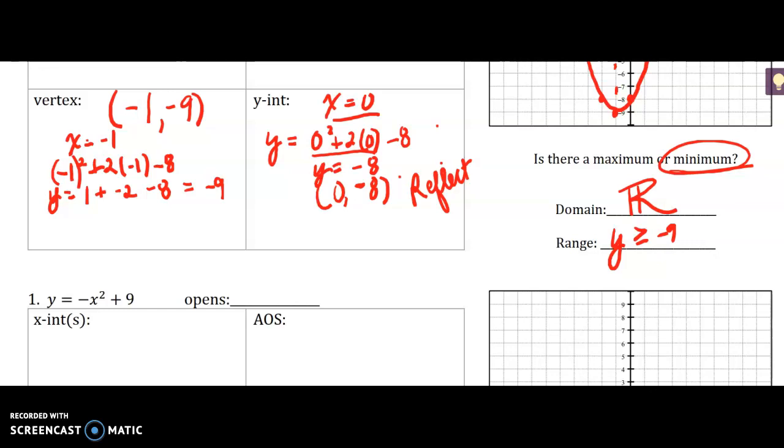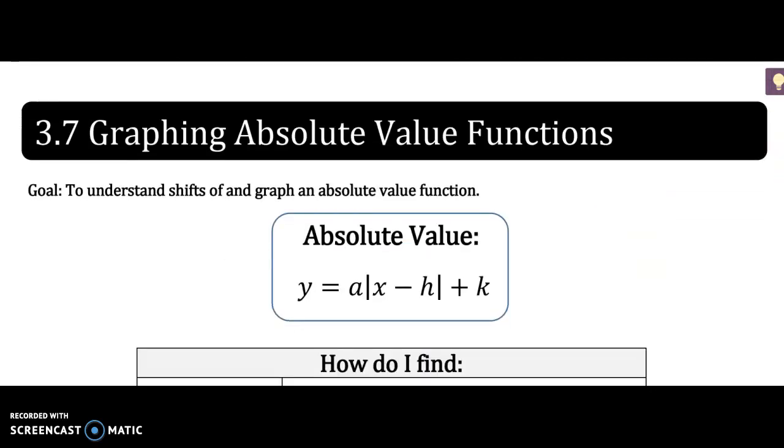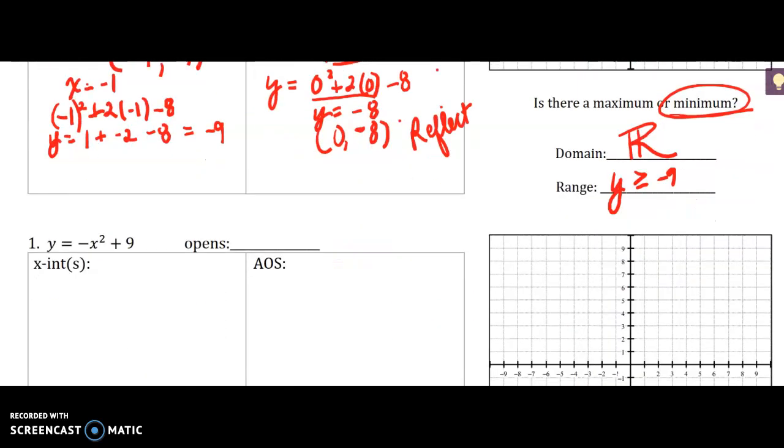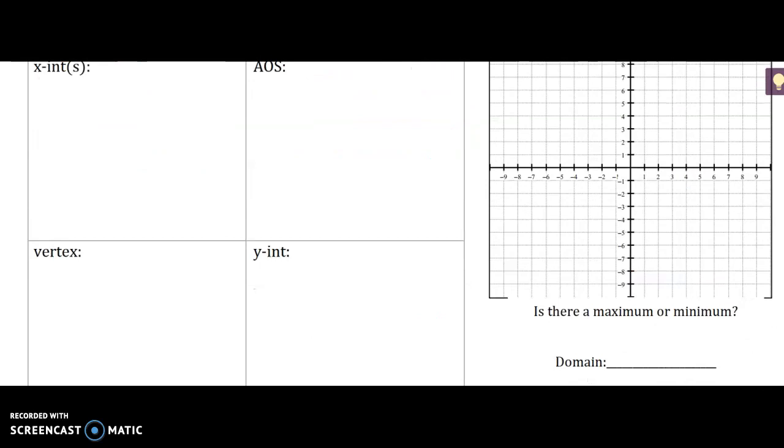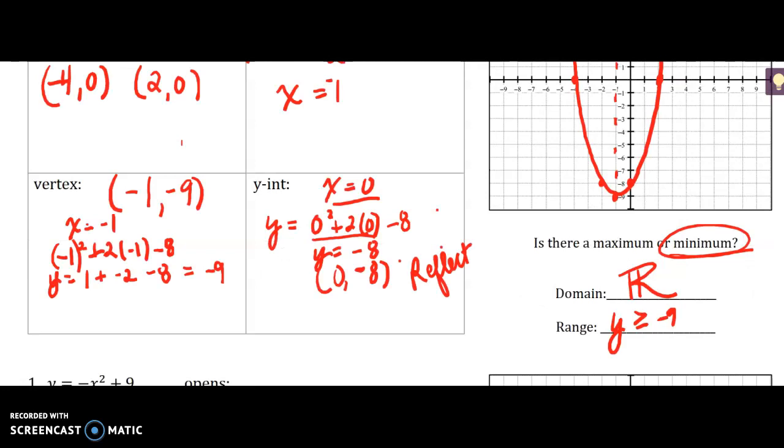Let's take a look at problem number 2. This time, let me get where I need to be here. Okay. So our problem is negative x squared plus 9.